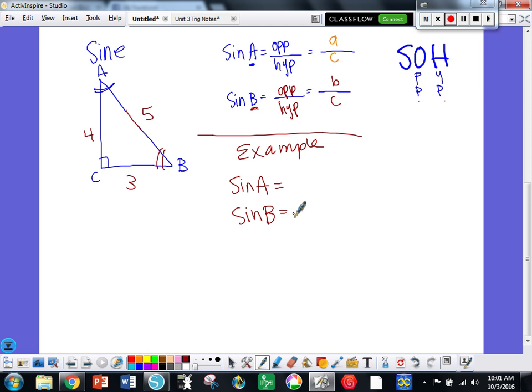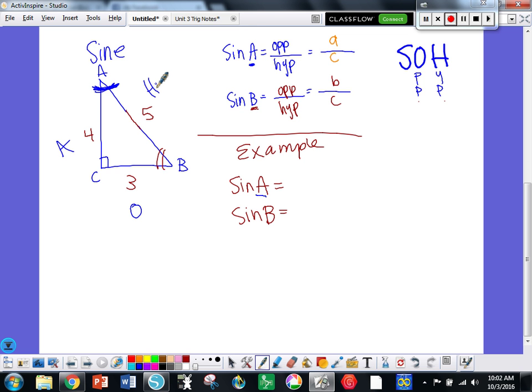Okay, so if I see a problem like sine A equals, again, we're just making a fraction or a ratio between the different sides. I know that I'm dealing with angle A because it says sine A. So I'll mark this angle. Now, based on this angle, I need to label O, A, and H. Which side's O? 3. Which side's A? Good. And then H is this one.